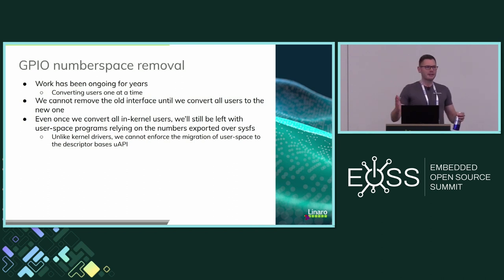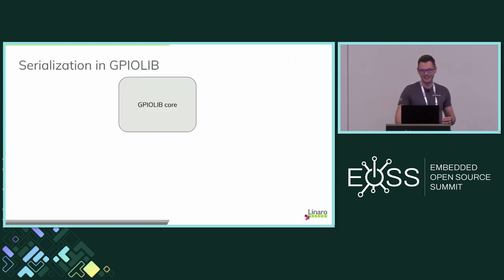So this is the first part of dealing with technical debt in GPIO. We have spent so much effort on converting all the users to the new one, and there's no end in sight because so many drivers are still using the old interface that I suppose the kernel is going to remove support for 32-bit ARM before we actually finish that.